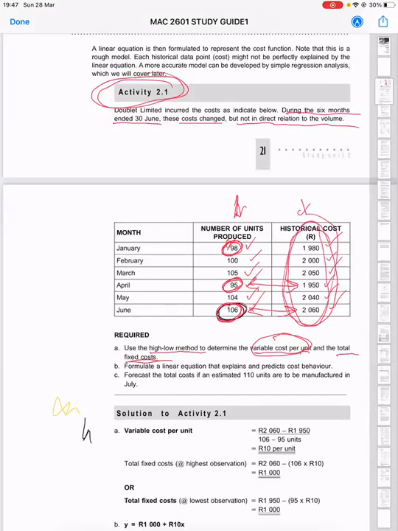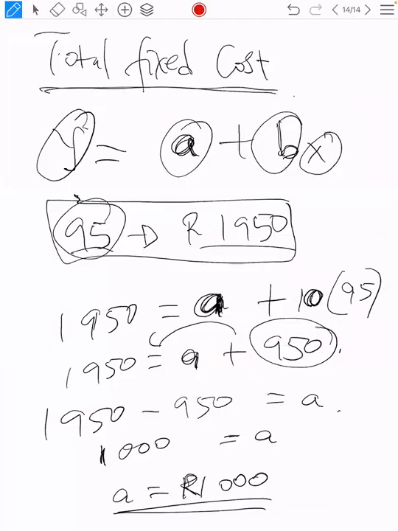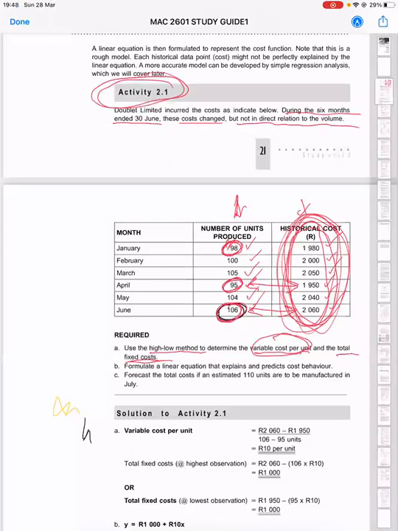So now, in each and every given level of output there, and the corresponding cost, in each and every cost that we are seeing there, 1000 of it is representing fixed costs, then the rest is the variable element. All right, so now I have answered this part and I've calculated my fixed cost.